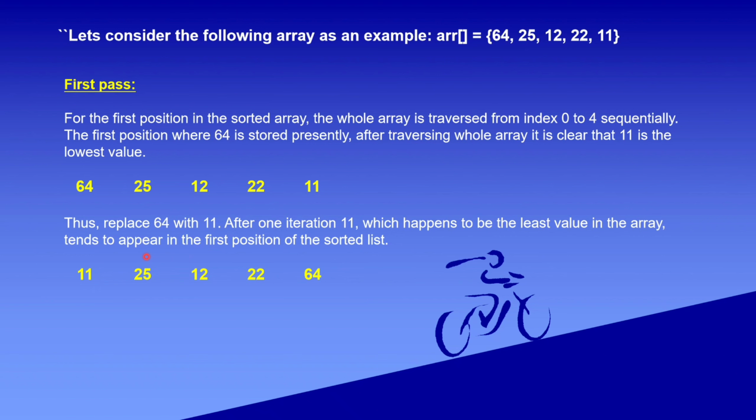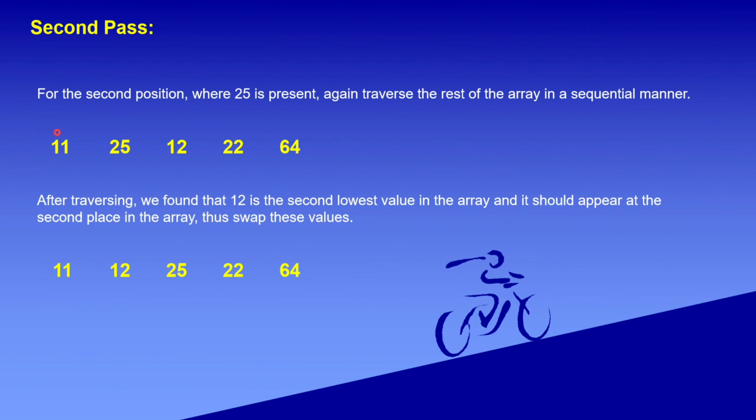The next step is to take the second element. The second index element is 25. Now we take 25 as minimum and find the lowest value of the array. After traversing, we find that 12 is the minimum value of the array. So we have to swap between them. After swapping 25 and 12, we get this array: 11, 12, 25, 22, and 64.